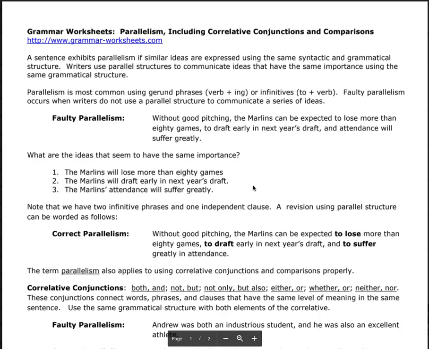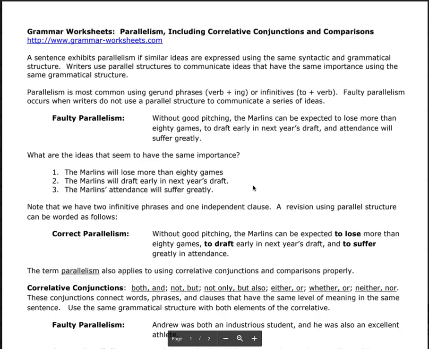So here's a faulty parallelism example. Without good pitching, the Marlins can be expected to lose more than 80 games, to draft early in next year's draft, and attendance will suffer greatly. So the ideas that they're looking at are losing more than 80 games, drafting early in next year's draft, and attendance suffering greatly. However, we did not use parallel structure.